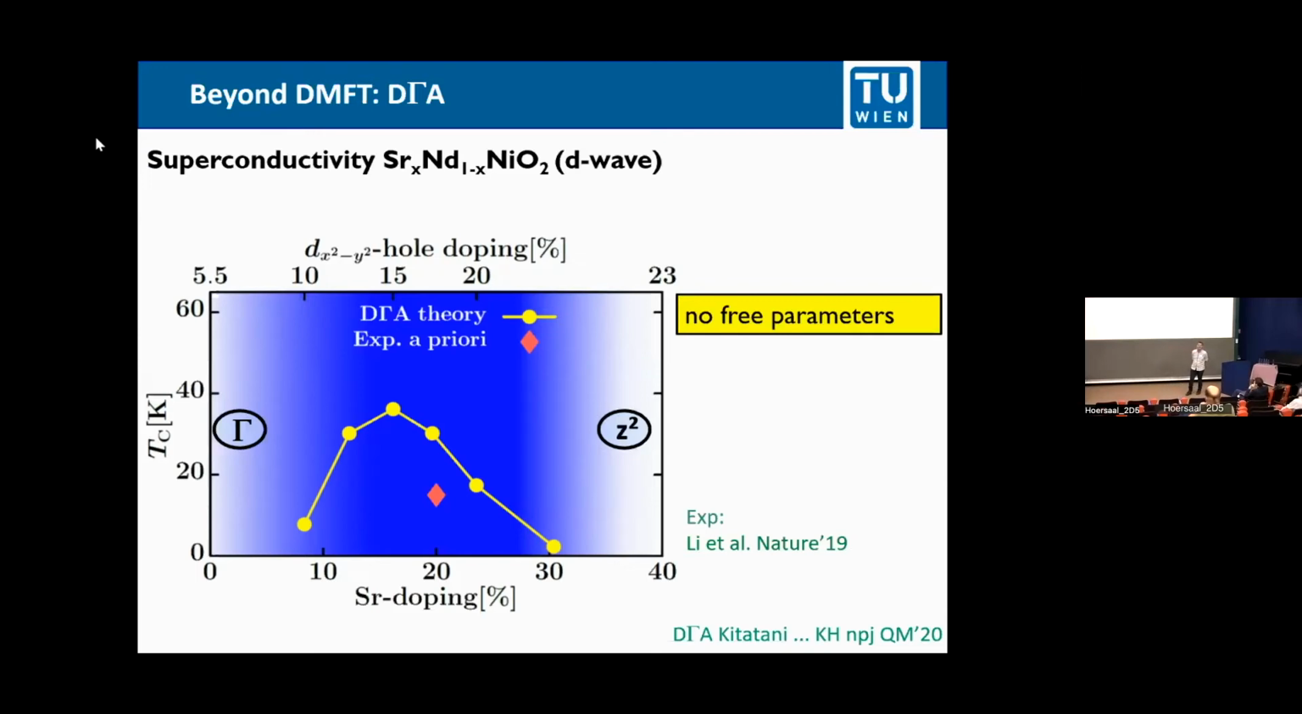At the time of our calculation, there was a single experimental data point available, that is this one. And okay, theory was overestimating the experiment. There were no free parameters. Of course, we could have increased U, that would put TC down, but it would have been unrealistically large. So of course, there are some errors in the constrained RPA calculations that we do, but it would be out of bounds. So that was not reasonable. So we stuck with this kind of disagreement with this experimental point, and we had a somewhat larger TC. In these regions, the gamma pocket becomes important, and here also the z squared orbital becomes important.